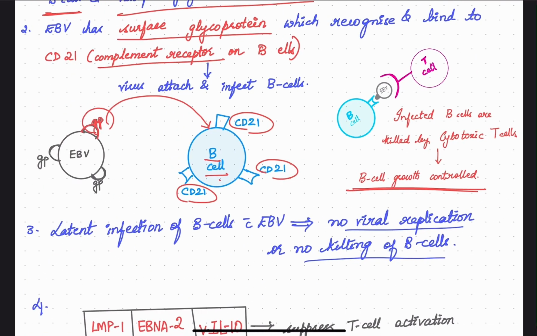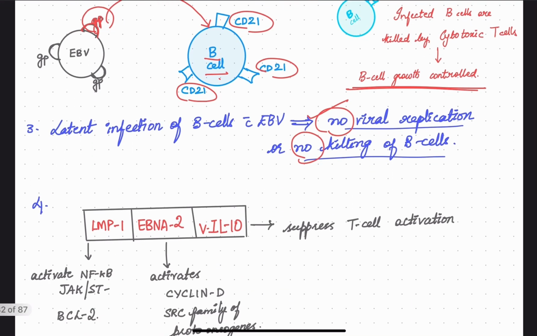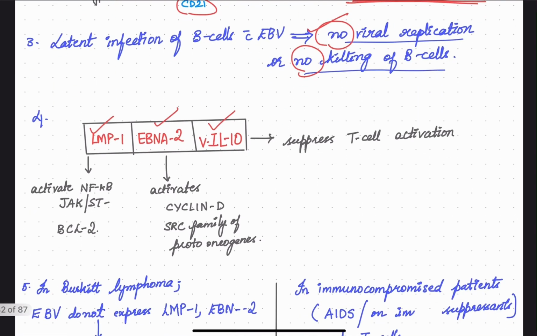And the latent infection of B cells with EBV is said to be latent. Latency means there's no viral replication and no killing of B cells. Typically, the Epstein-Barr virus genome has three components: LMP1, that is latent membrane protein 1, EBNA2, Epstein-Barr virus nuclear antigen 2, and vIL-10, viral interleukin 10. There are certain functions to each of them.